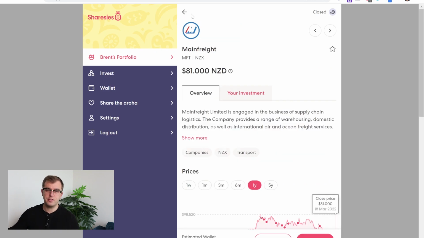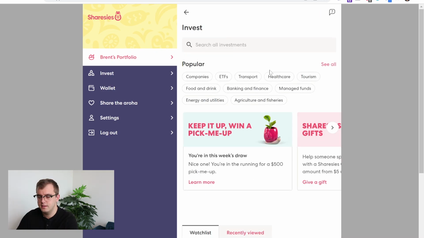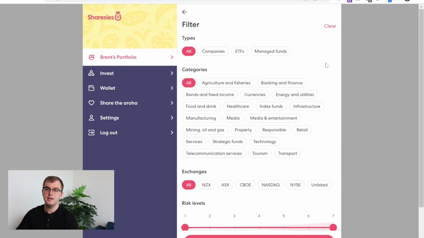So that summarizes everything that we can do within those company pages, but let's go back to the invest screen. Now that we're back at the invest screen, let's look at some of the filters that we can use. This is how we screen the market. That's where we take the total number of investments on Sharesies, which is 8,300, and limit this to only the ones that we're actually interested in.